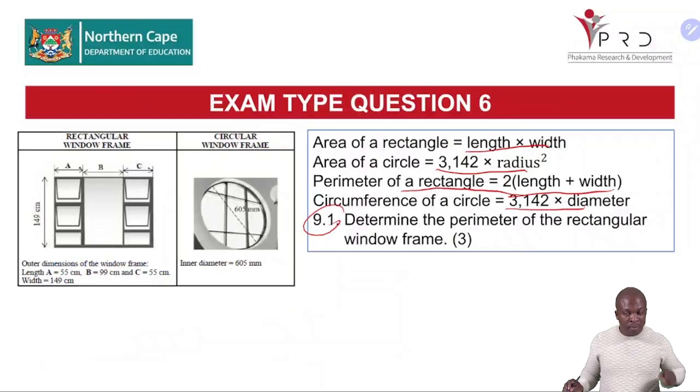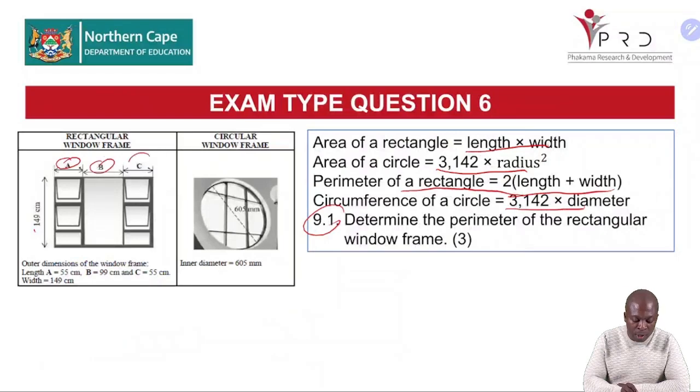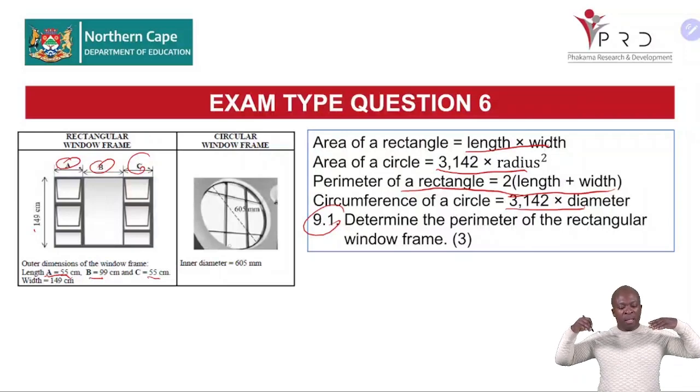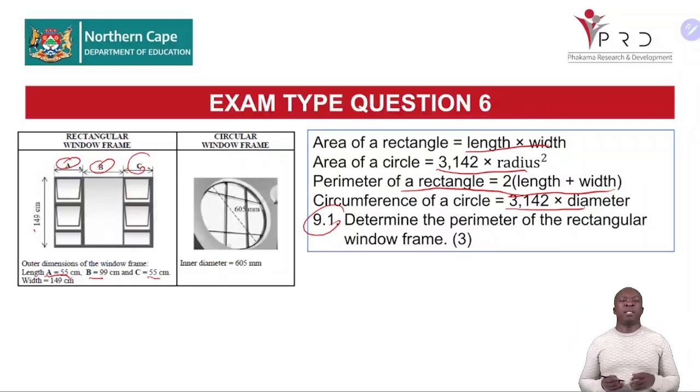Perimeter, don't forget. So one side is 149 centimeters, but look at the length. They have divided it into 3. There's a portion A, a portion B, and a portion C. So look at the bottom here. They said A is 55, B is 99, and then C is 55. So what do we do? I'm giving you 2 minutes. Can you give it a try? Let's see if you can put the total length together before we find the perimeter.